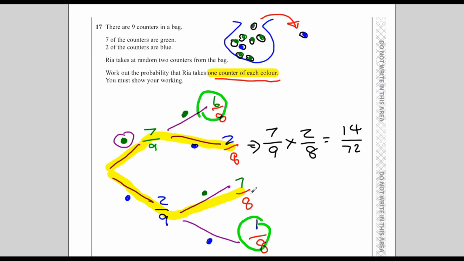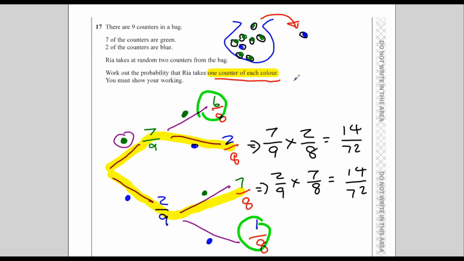This one down here, to get a blue then a green, 2 over 9 times 7 over 8. And I know what it's going to be already, but let's go through it. 2 times 7 is 14. 9 times 8 is 72, because they're the same numbers as above. Just the other way around.